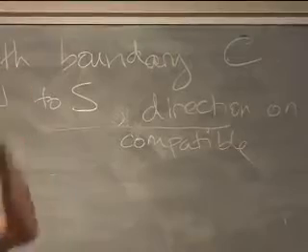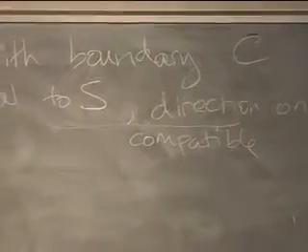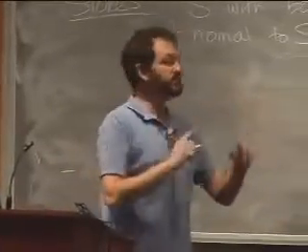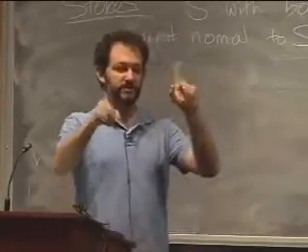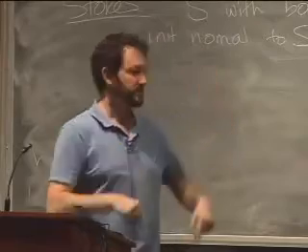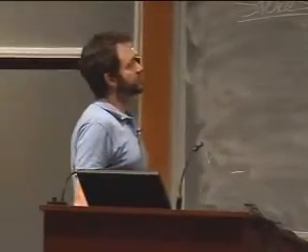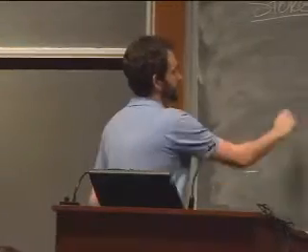The normal could be up or down, or in or out, whatever, and then C could be that way or that way. And so there's a choice of two in each one, and there's a compatible choice and an incompatible choice. Right? So it's like south poles and north poles and all that sort of stuff. Okay, so check this.